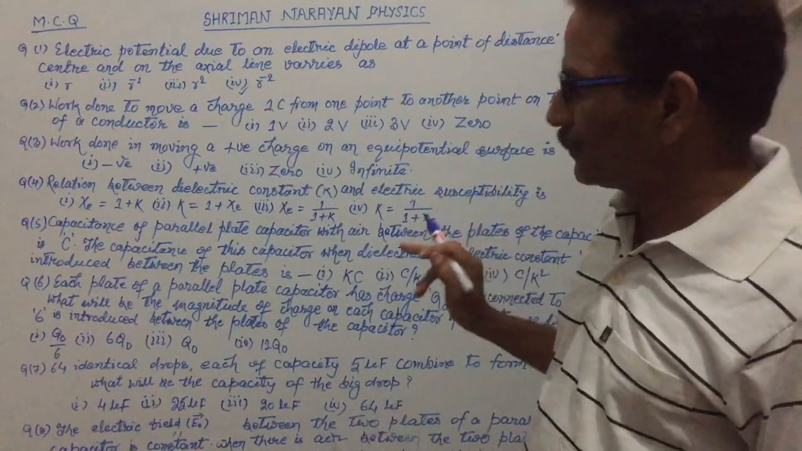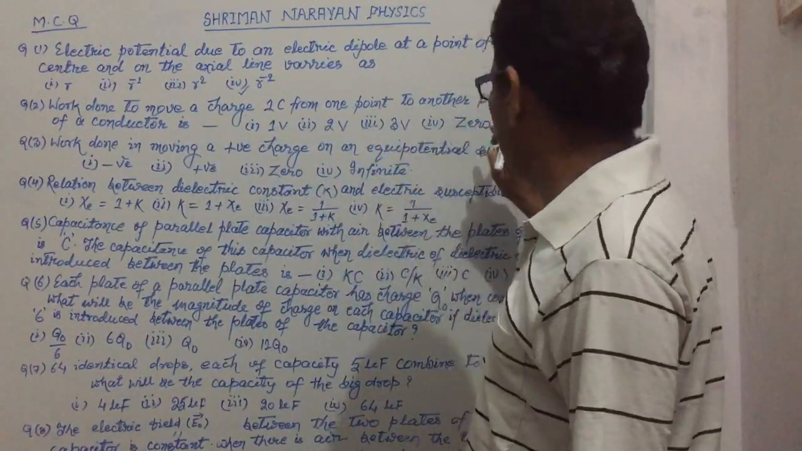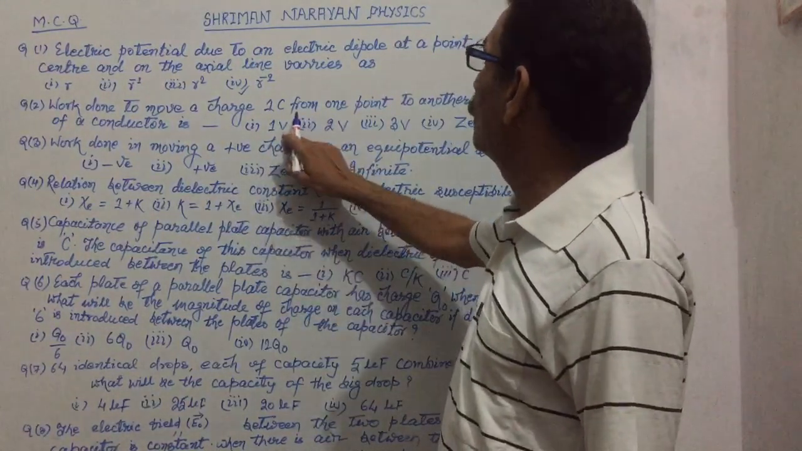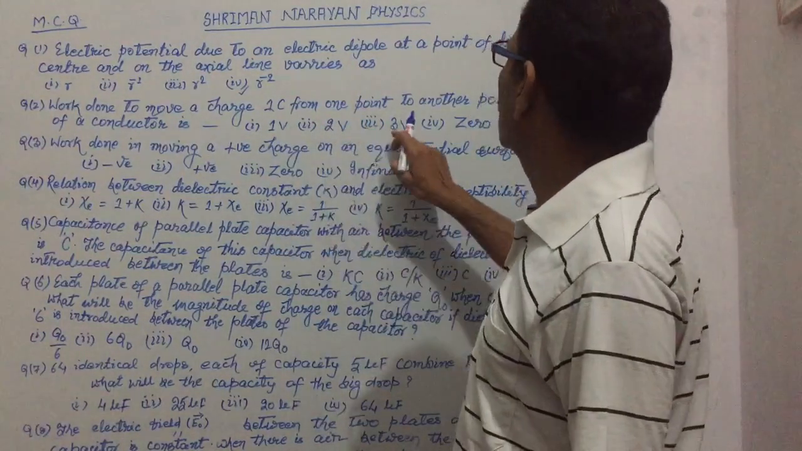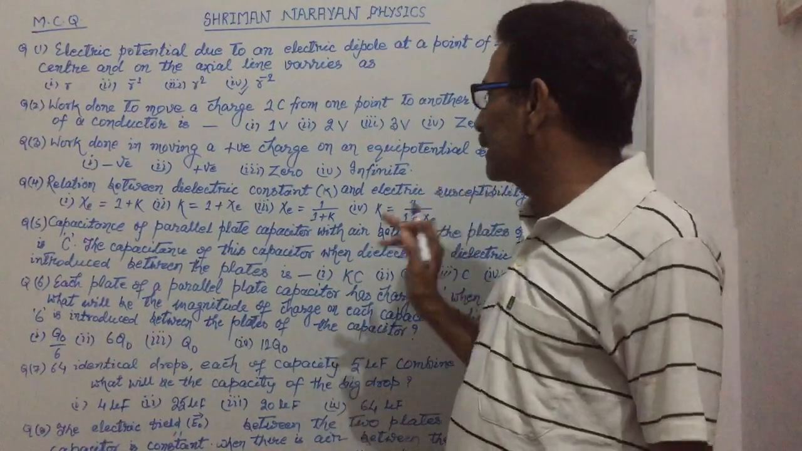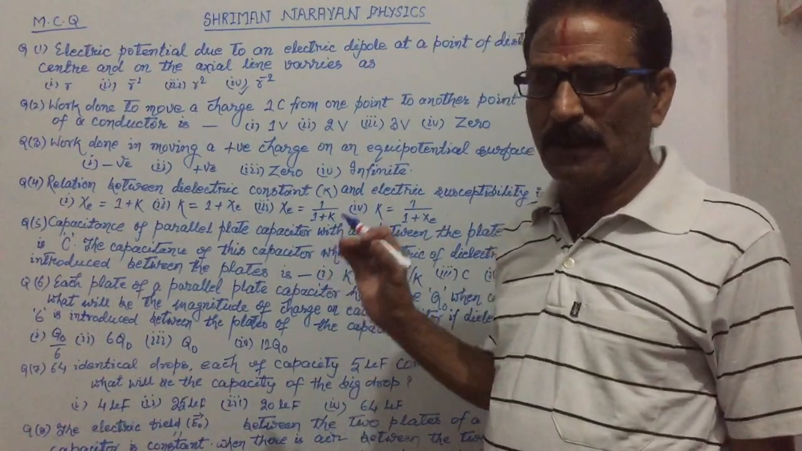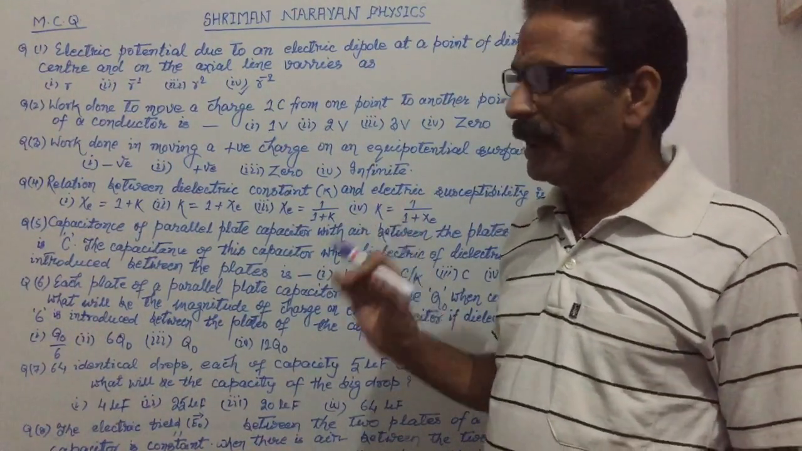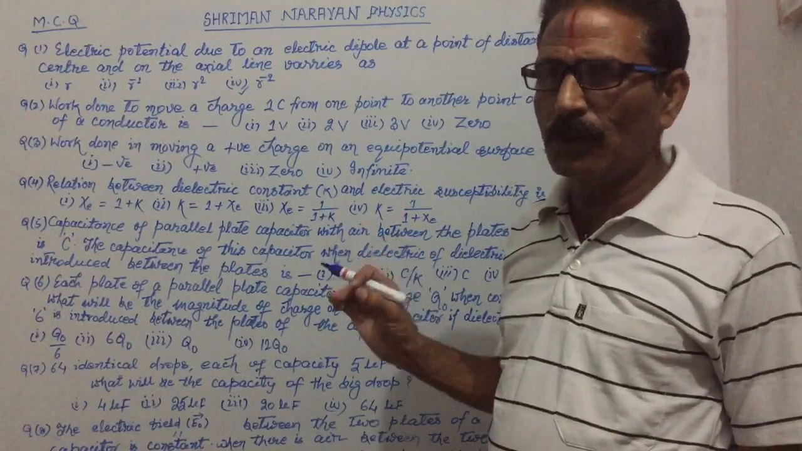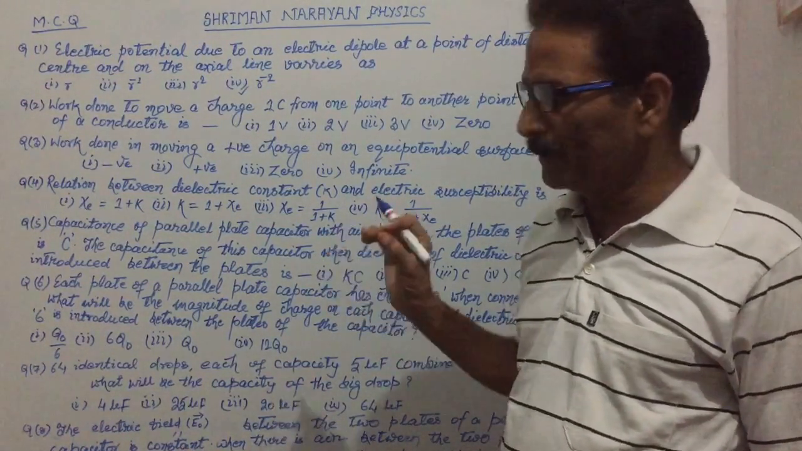Now the second question. Work done to move a charge of 1 coulomb from one point to another point on the surface of a conductor is: the first option 1 volt, second option 2 volt, third one 3 volt, and fourth one 0. My dear student, in this question there is a conductor, and on the surface of the conductor there are 2 points, and a charge of 1 coulomb is allowed to move from one point to the other point. In that situation, what will be the work done?